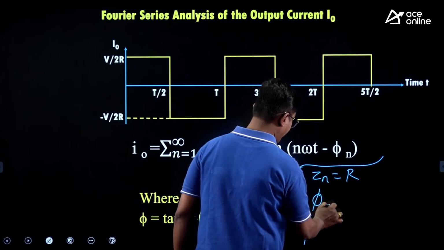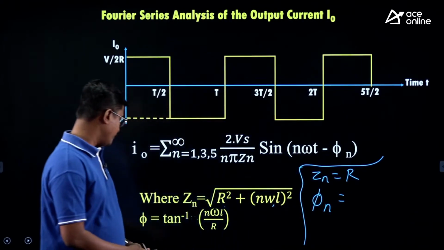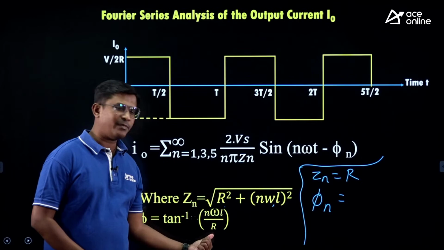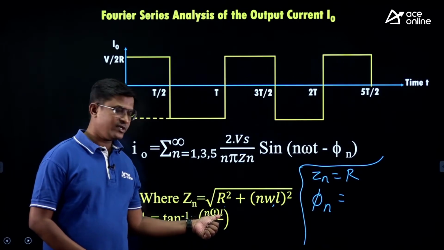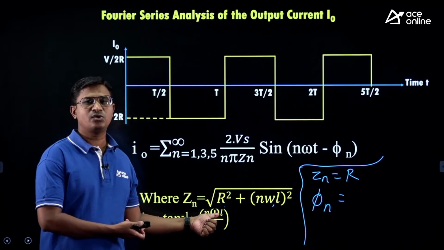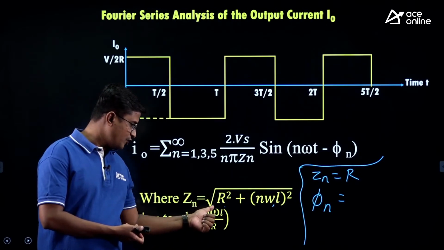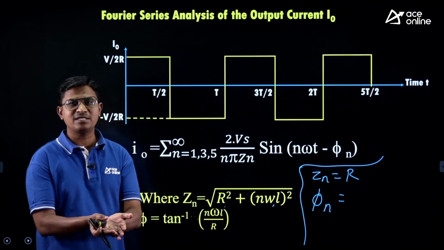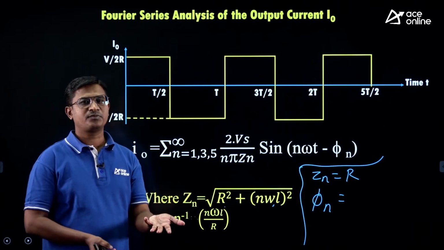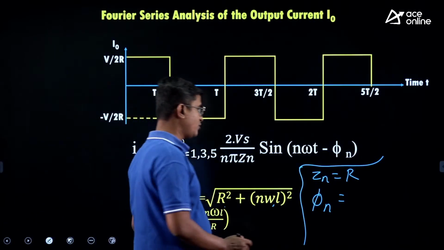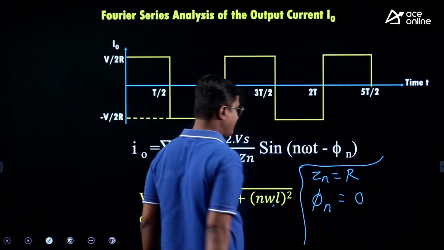And what is phi n? Phi n is equal to tan inverse of n omega l by r. What is L? L is 0, because it is a purely resistive load. So it is tan inverse of 0 by r, which is tan inverse of 0. Tan inverse of 0 means 0. So my phi n is 0.